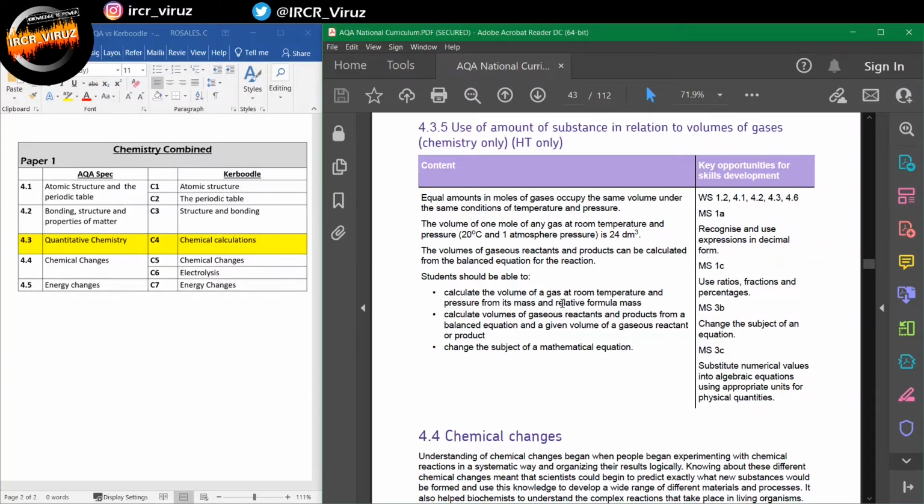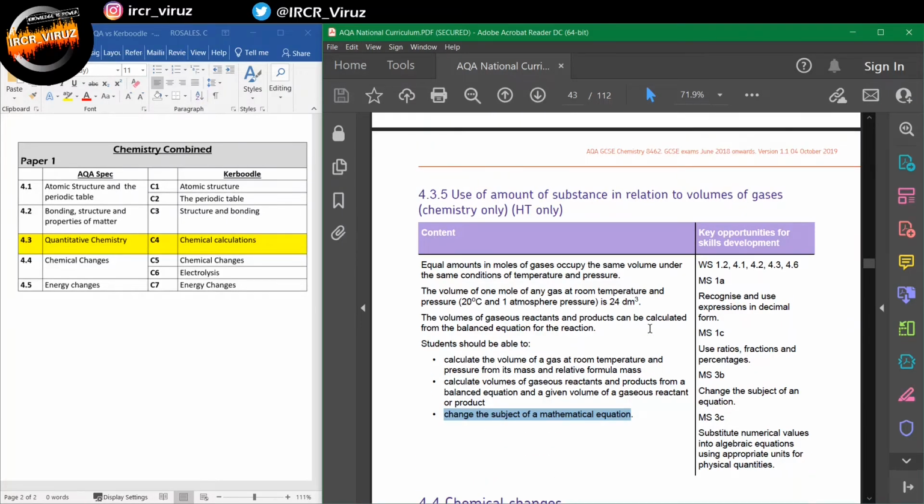Again, this is something you need to relate yourself to. You need to make sure you know how to read the periodic table to extract that information. Then you have to calculate the volume of gaseous reactants and products from the balanced equation and give the volume of gas, reactant or product. You change the subject of the mathematical equation. There's a lot of maths involved here, so make sure you do a couple of exercises and get some practice on this, and I believe you should be okay. At some point I'll be making videos going into more specifics and giving examples of how to answer exam questions on these topics, but until then, that's all we've got for now.